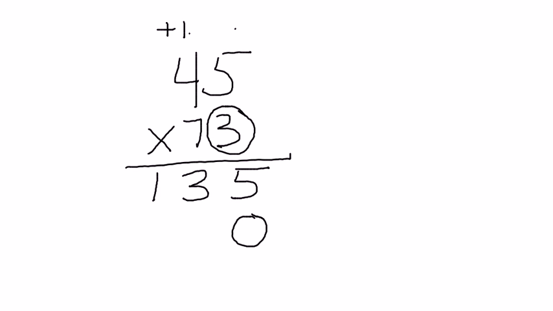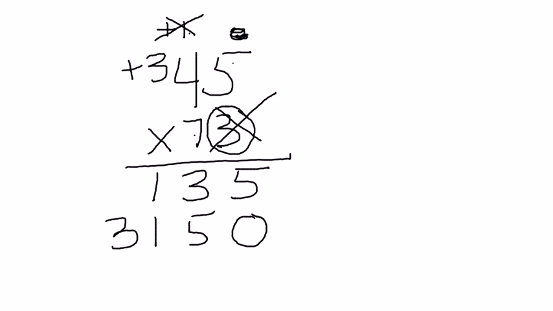Put a placeholder down below. Now I'm done with the 3, and I'm done with this plus 1. Go back to my 5 over here, and I do 5 times 7 is 35. 35. And 4 times 7 is 28, plus 3 more is 31.